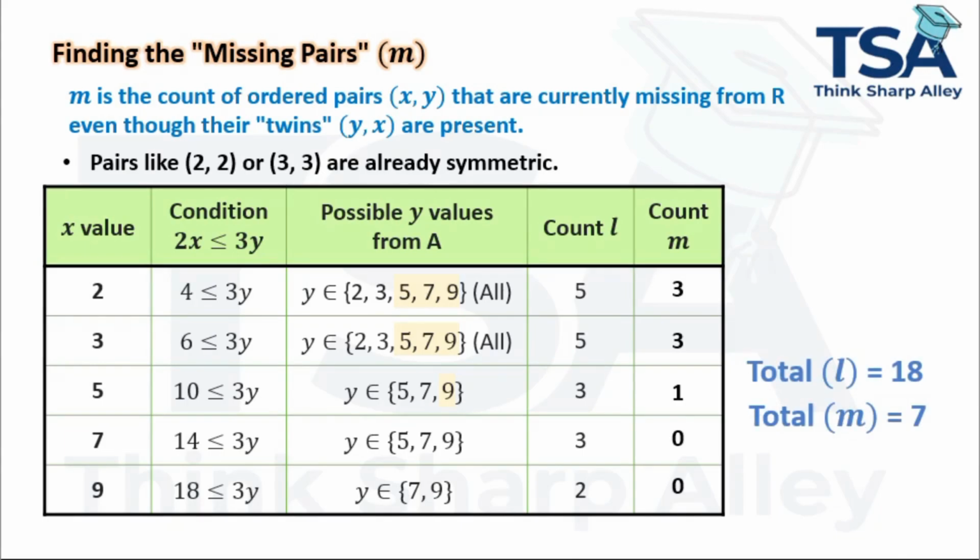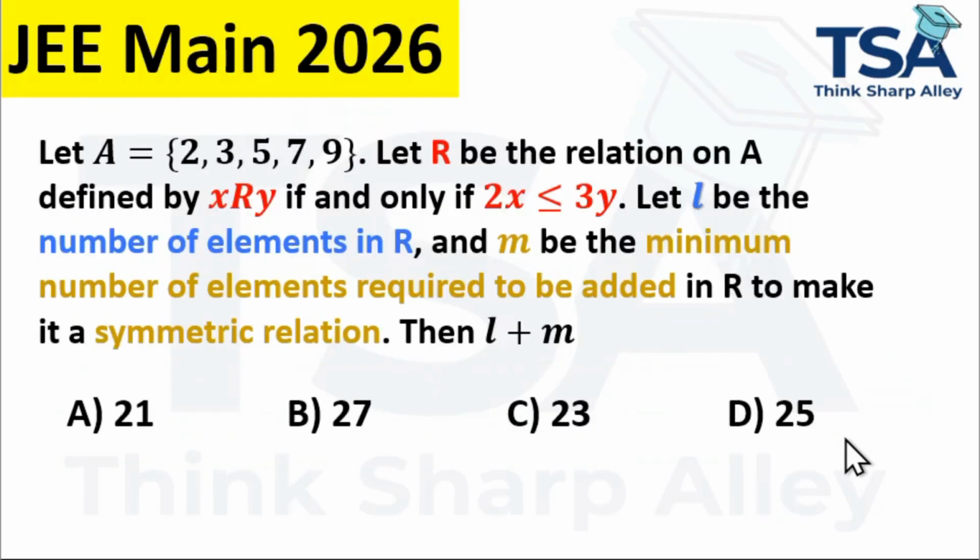So the total values of L and M are these. The question asked for L plus M. So L is 18, M is 7, so 18 plus 7 which is 25, and if you look at the options, that brings us straight to option D, 25. And this proves that in JEE, your organization is your best weapon. If you skip the table, you skip the marks. And mastering these boundary conditions is what separates the toppers from the rest.